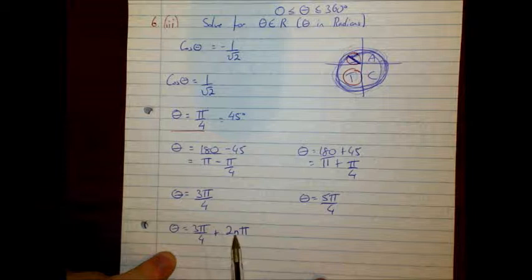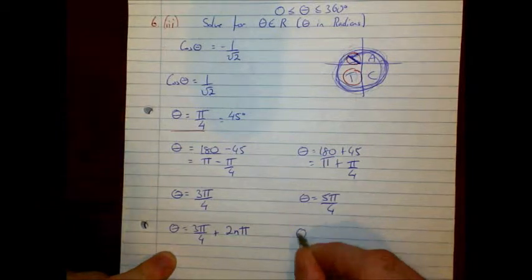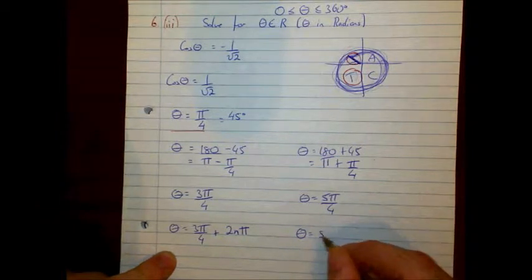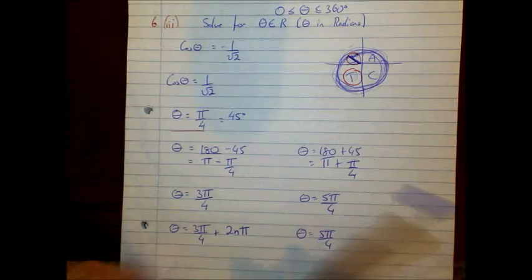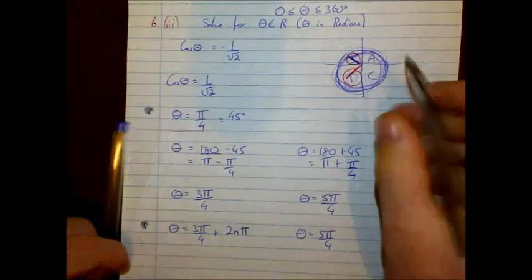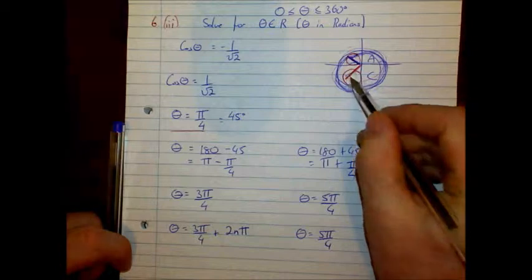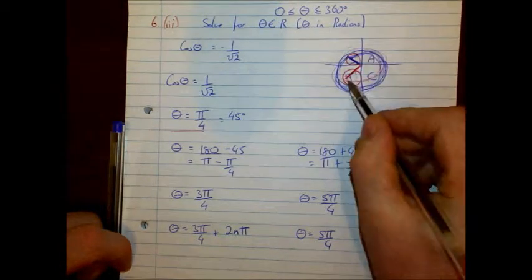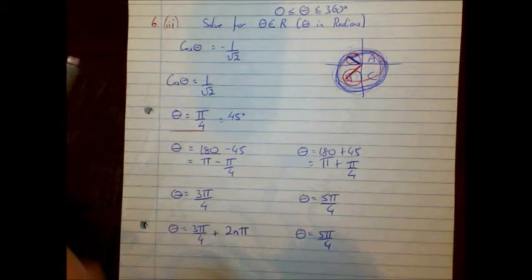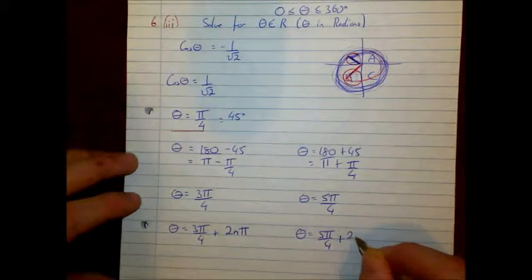I have to do the same now on the other side. Theta is equal to 5 pi over 4, which is going to be down here somewhere. But it could be here. It could be a full revolution again, another full revolution. So to cover all the possibilities, I put in 2n pi there as well.